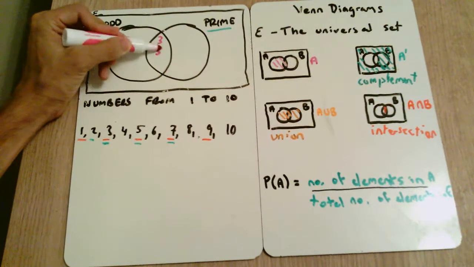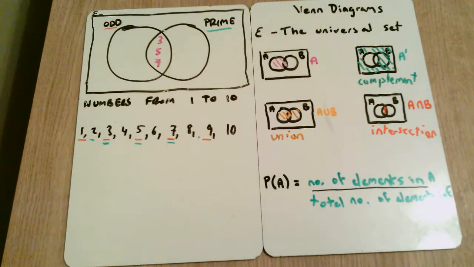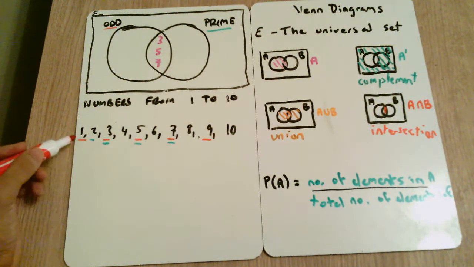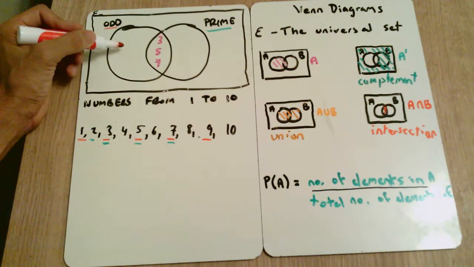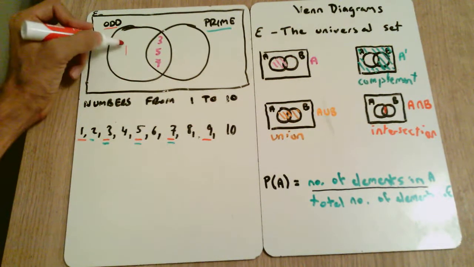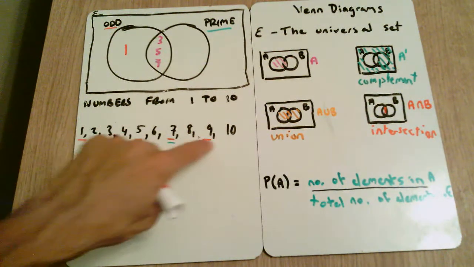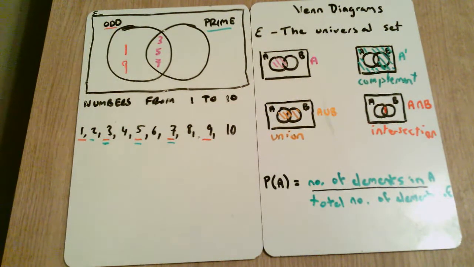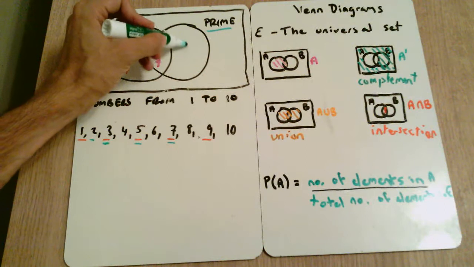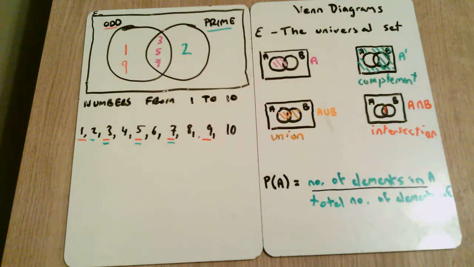3, 5, and 7. Now the other ones which are odd in this case, which we can put in, are 1, or only 1 actually. 1 is the only other odd number here that is not prime, sorry. And 9 is also odd but not prime. And then we have the only number that is prime is 2. 2 is the only prime number that isn't odd.